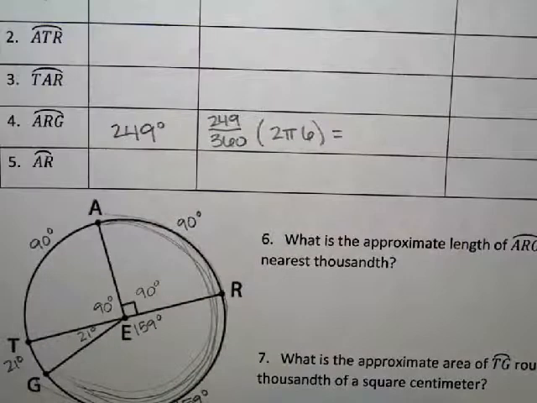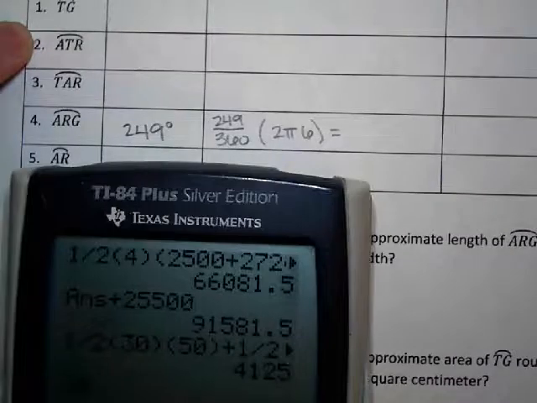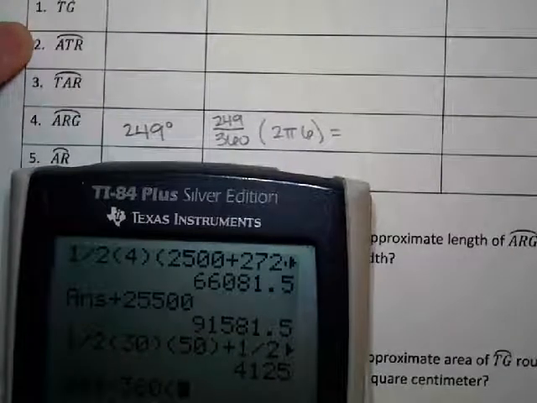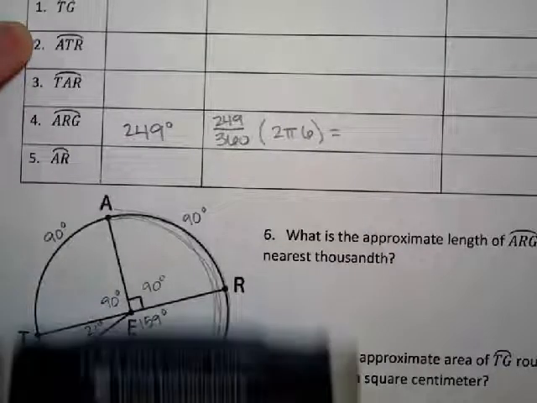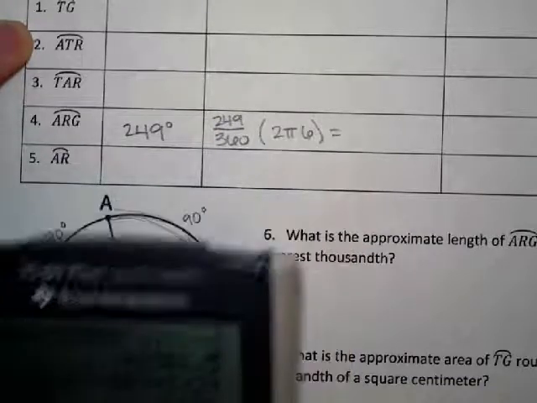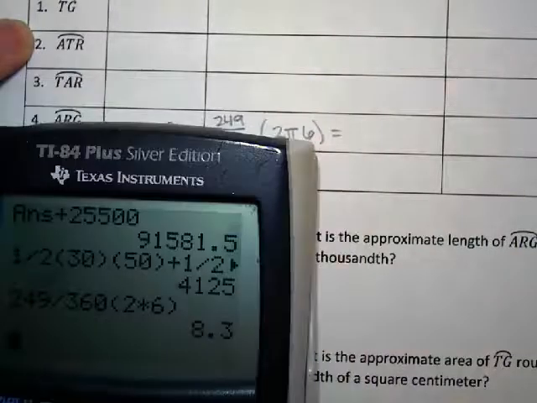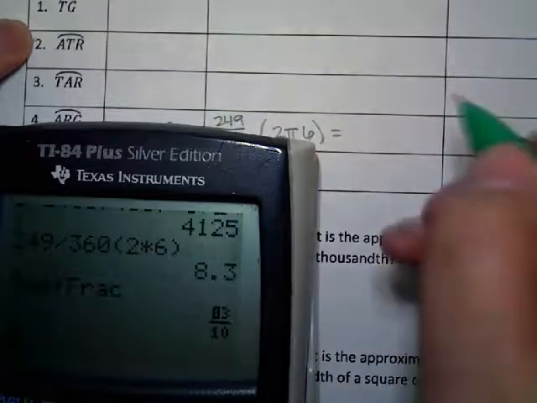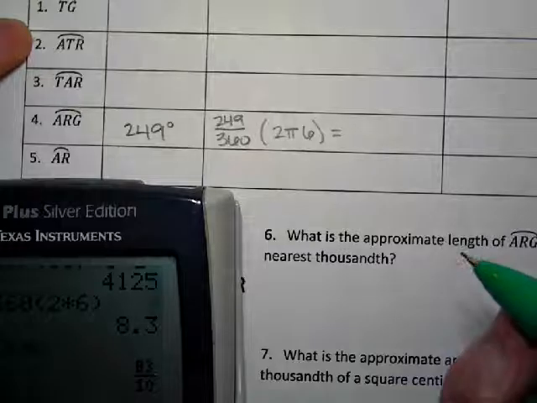Okay. 249 over 360 times 2 times 6. Okay, so the instructions said to use exact terms of pi, so you can do 8.3 pi, or you can do this in fraction form and do 83 pi tenths. Which one do you guys want to do, decimal?